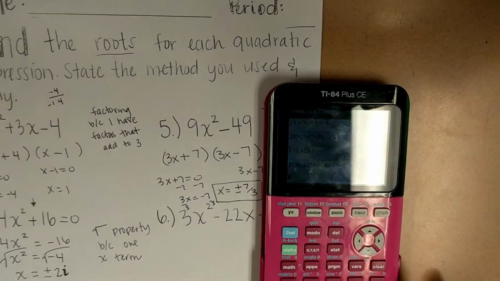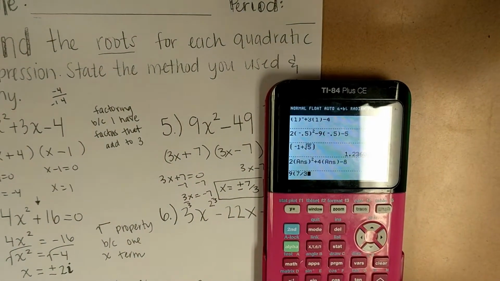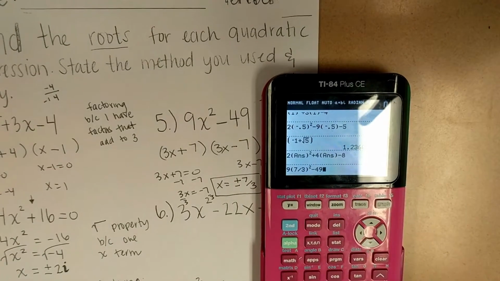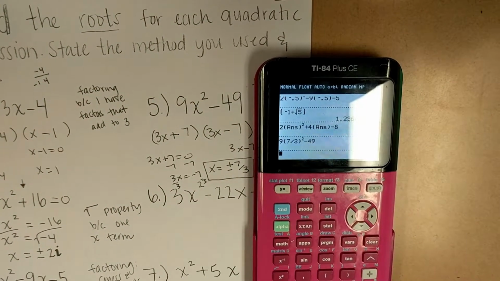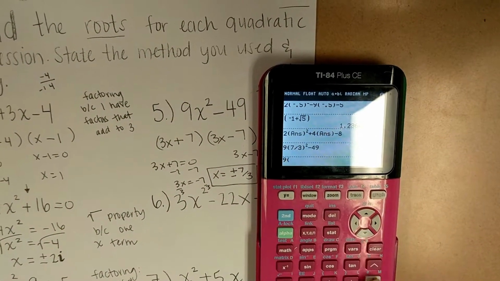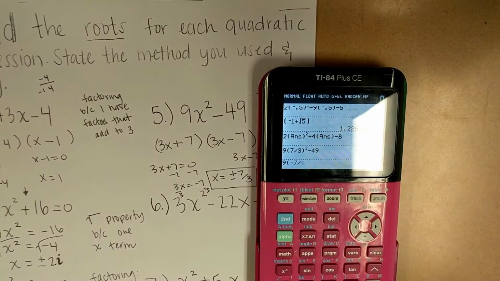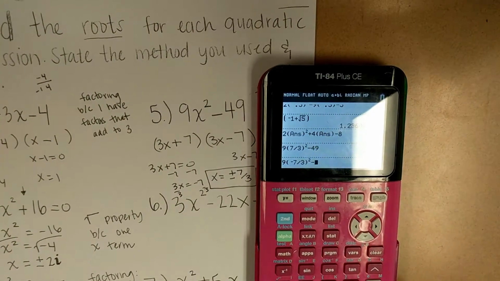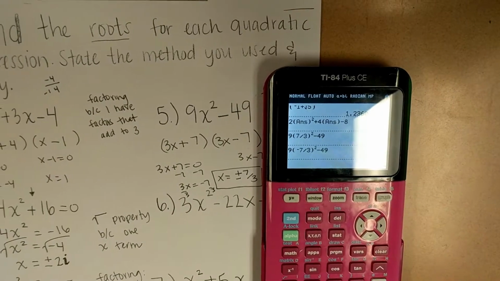So I'm going to do 9 times 7 divided by 3 squared minus 49. I get 0. And you could do it again with the negative. Normally, if you have one of them right, you have both of them right. But just to be cautious, you can do both. There we go.